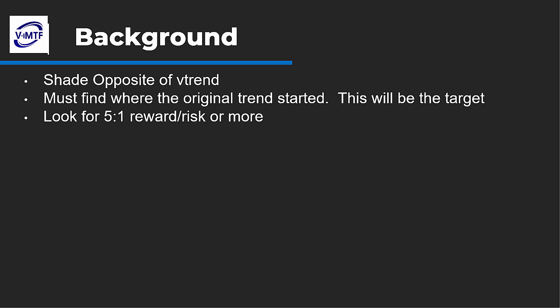Second, this has two targets. The very first one is the blue cross targets, which is very simple. But the second target you have to look for is the origin of the original trend. You have to find that, and you have to see which one price is going to encounter first. Wherever that's at, you want to measure the reward risk. And if the reward risk is 5 to 1 or more, now you can proceed forward with putting on the trade. If it's less, then you really don't want to waste time putting on that trade at all.